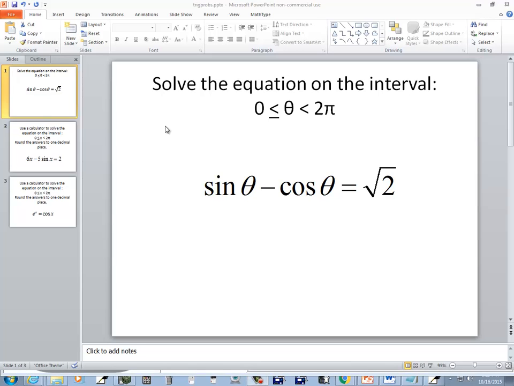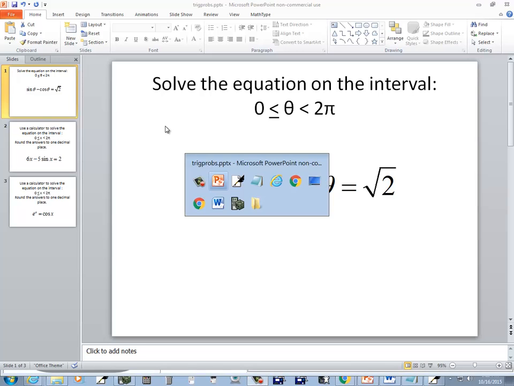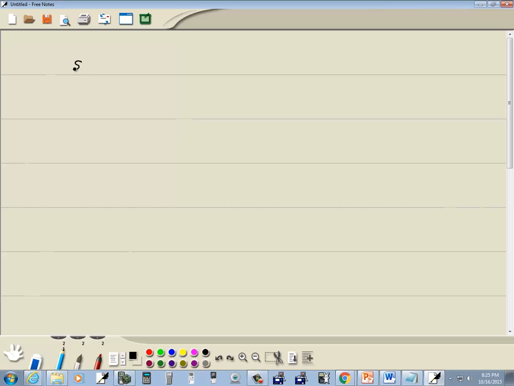Let's take a look at this problem. We want to solve the equation on the interval from 0 to 2 pi. And we got sine theta minus cosine theta is equal to square root of 2. Well, we don't like the fact that these are different trig functions. So I'm going to take one of them over to the other side. I might as well take the cosine. That way it'll become positive. So I got sine theta is equal to the square root of 2 plus cosine theta.